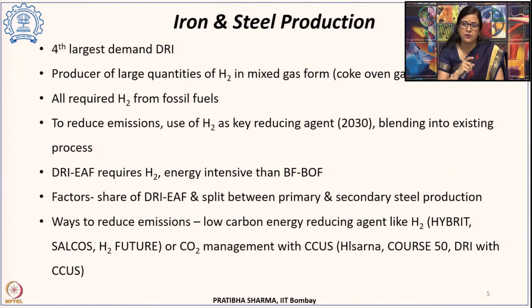So, if we want to reduce the emissions associated with this hard to abate sector, the ways could be either to use a low carbon energy reducing agent, which is hydrogen, and there are different demonstration plants like Hybrit, Salcos, and H2 Future, wherein hydrogen is projected as the reducing agent, or the other possibility could be carbon dioxide management using CCUS. And Hisarna, Course 50, DRI with CCUS, these are the DRI with CCUS plants.